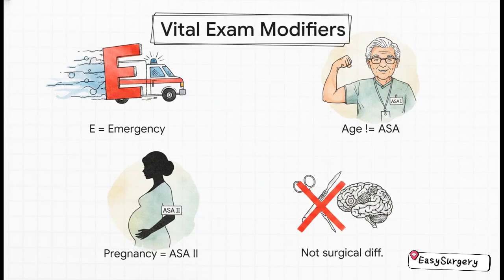Let's lock in a few more vital modifiers. You should memorize these points for sure. First, emergency status always adds the suffix E to whatever the base grade is. Second, age alone never determines the ASA grade. A totally healthy 90-year-old, still an ASA I. Also, pregnancy automatically makes an otherwise completely healthy patient an ASA II. And I'll say it again for the folks in the back. The ASA score predicts anesthetic and surgical risk, not surgical difficulty.